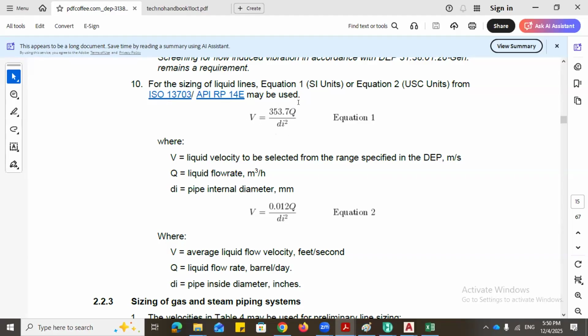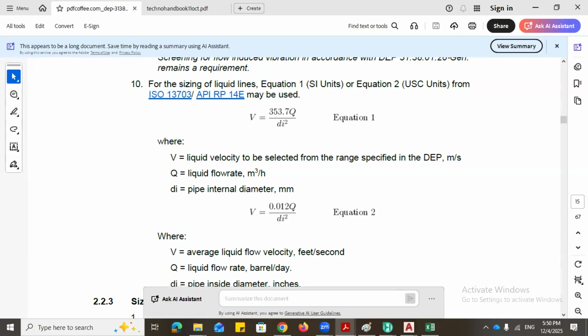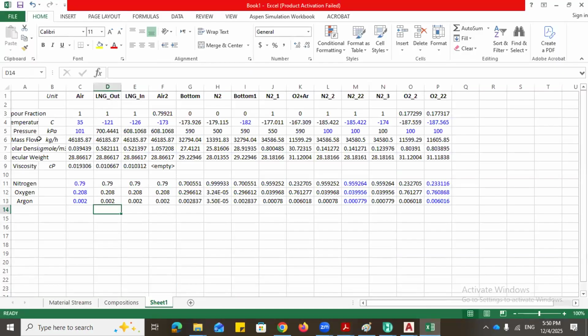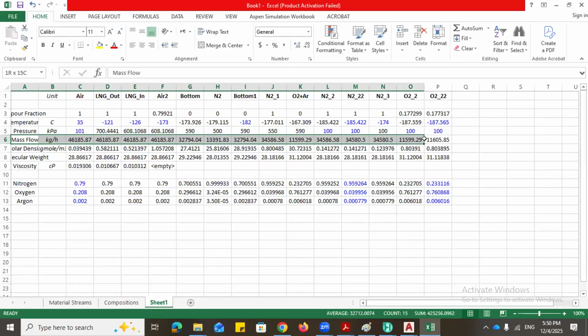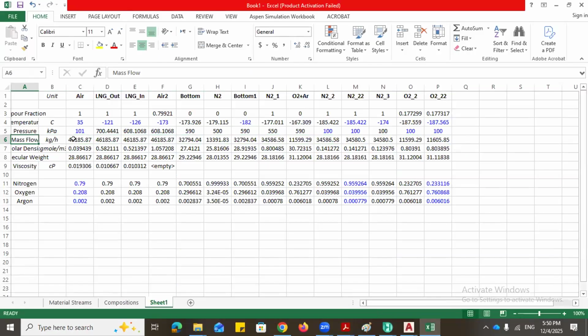But take note, see this Q, the flow rate, see it here. This is where we are going to get it, mass flow rate. Any line you want to size, you must get that from here. Take notes: your mass flow rate must be gotten from the heat and material balance you generate from your HYSYS simulation. This is the technical aspect we are now discussing. We are done with simulation. Simulation has given our result. What are we going to use simulation to do?